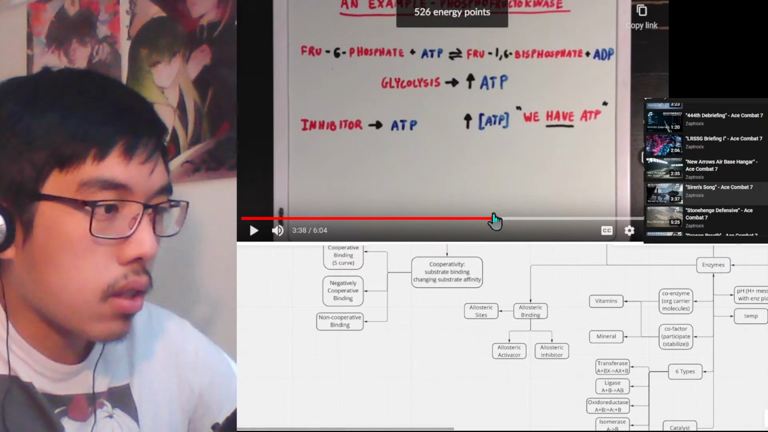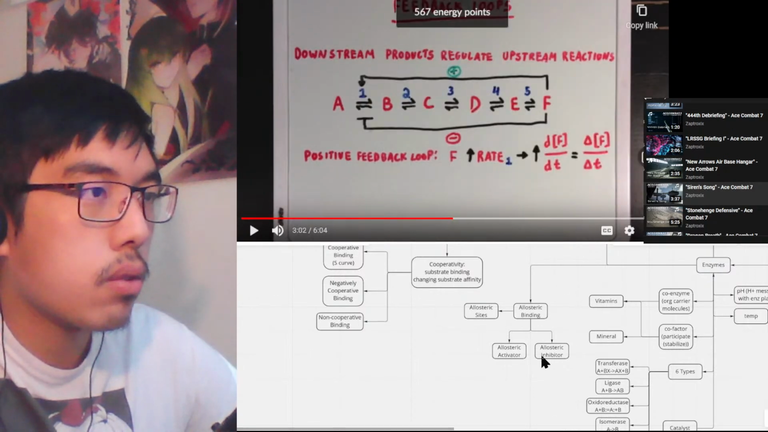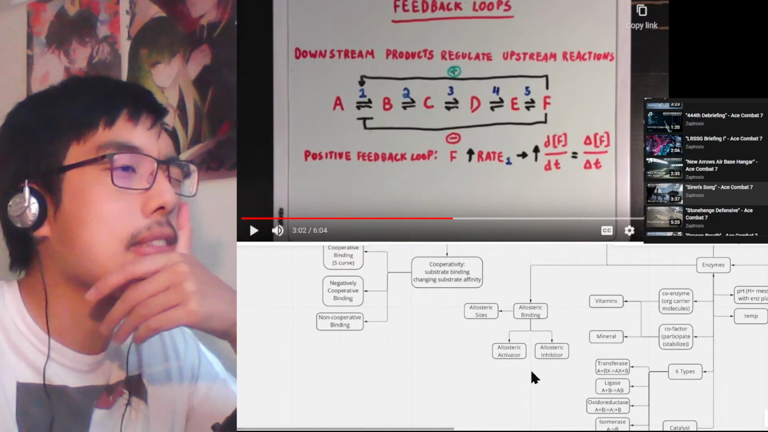The reason why I went silent there is because I'm trying to figure out exactly how to write this. Feedback loop. So, what I can put is a.